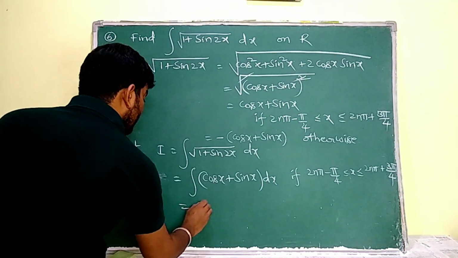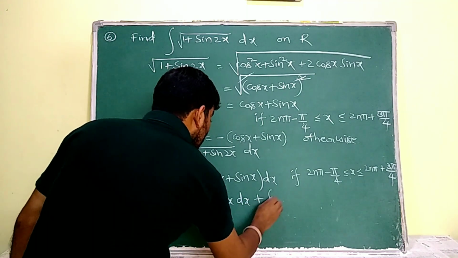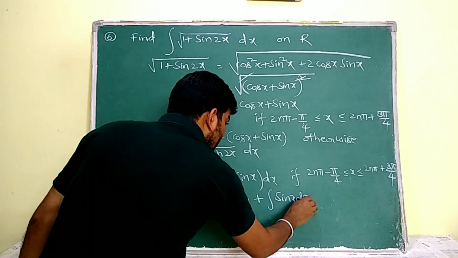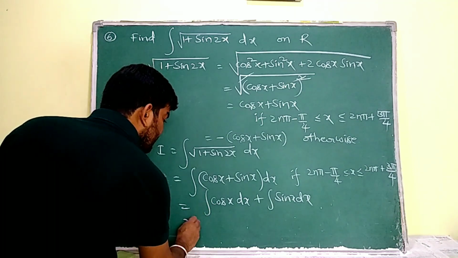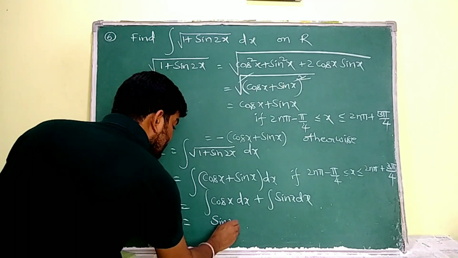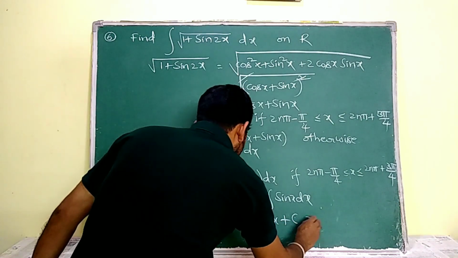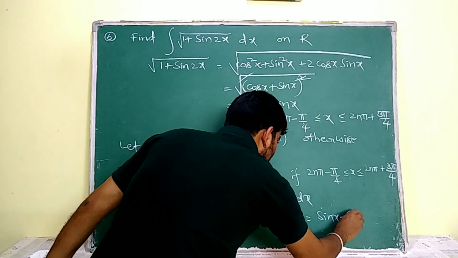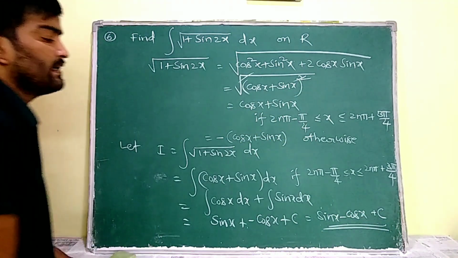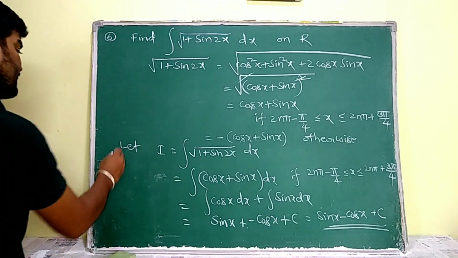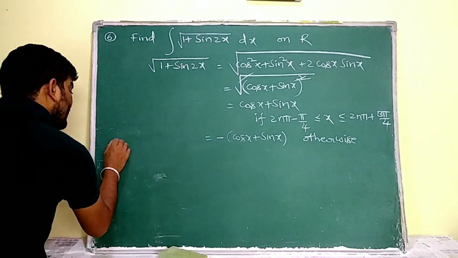Understand? Now it is going to be split as integral cos x dx plus integral sin x dx. Integral cos x means sin x. Integral sin x means minus cos x plus c. That means its value is sin x minus cos x plus c. In this way we are going to solve the first case. It is case 1. Now case 2.